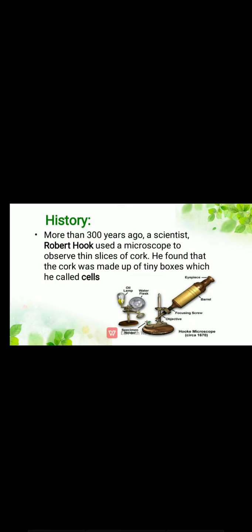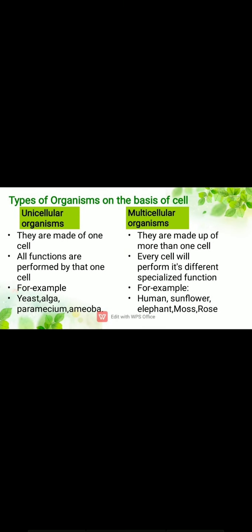He observed this with his own microscope, that was Hooke's microscope, and you can see its picture as well. He was the scientist who named the tiny boxes cells. Then, on the basis of the number of cells, there are two types of organism. The first is unicellular organism, and the second is multicellular organism.